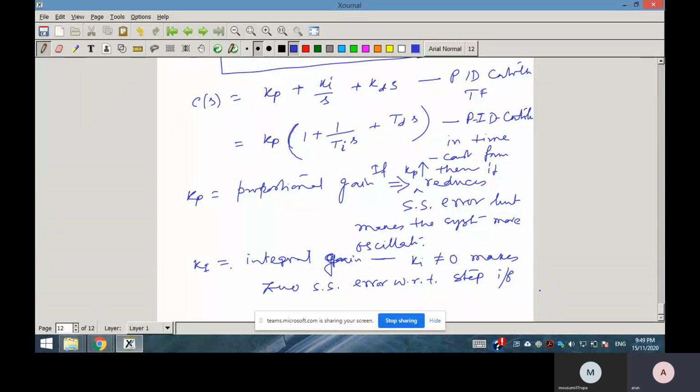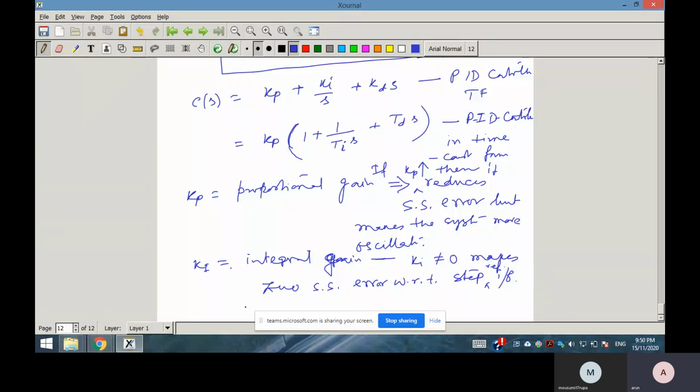Steady state error will be 0 because at that time your loop will be of type 1. If the loop is of type 1, then your steady state error with respect to step input will be 0, because the steady state error transfer function E by R is 1 by 1 plus L(s). That is the beauty of the PID controller. If you have a PI or PID controller, your steady state error with respect to step reference input will always be 0.